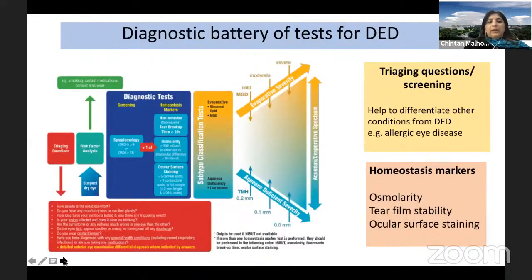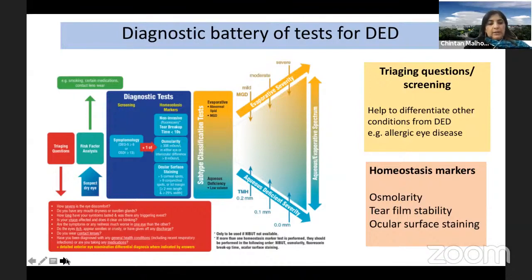As again recommended by the DEWS 2, there's a diagnostic battery of tests for dry eye. But the most important first step is that we ask the patient triaging questions or screening, just to rule out conditions which sometimes have symptoms which simulate dry eye but are not exactly dry eye, for example, allergic eye disease. And then we go on to test the other parameters, which would show us the homeostasis of the ocular surface.